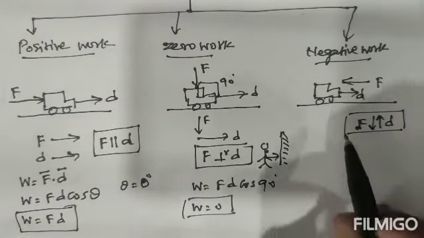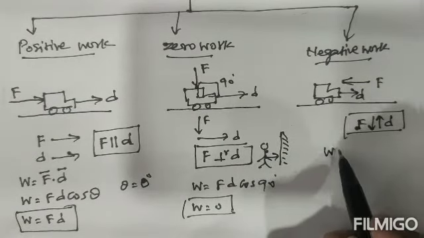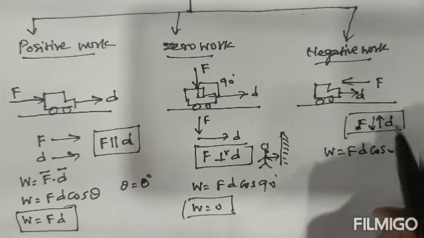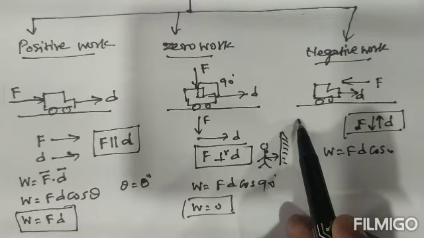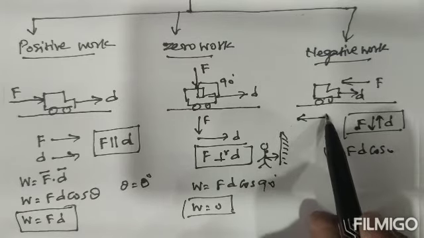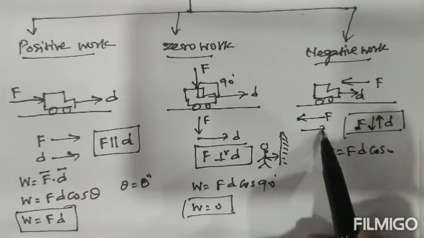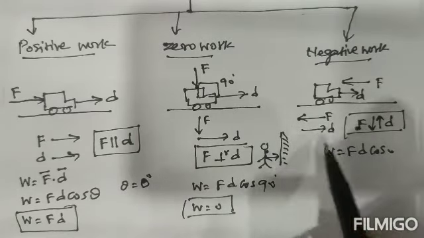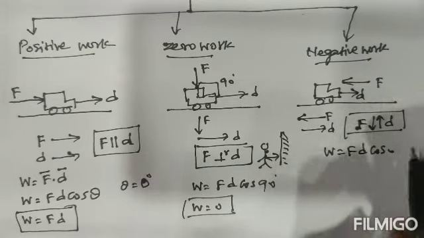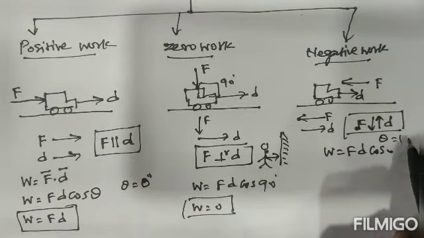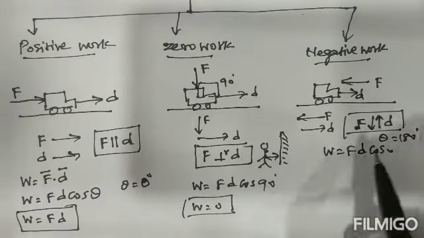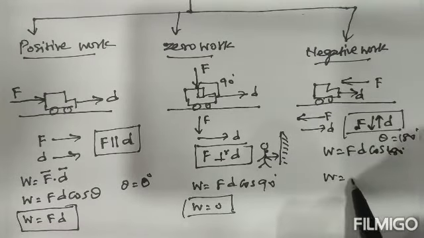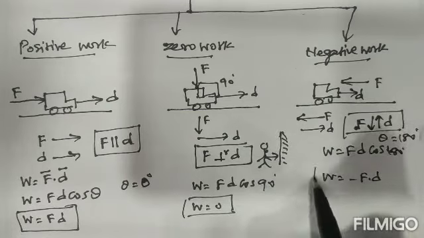Okay, so actually work done is equal to FD cos theta. Here the force is, for example, in this direction, but displacement is in the forward direction. So here they are opposite to one another. So here the angle theta is equal to 180 degree. So cos 180 is equal to -1. So work done is equal to minus F into D.